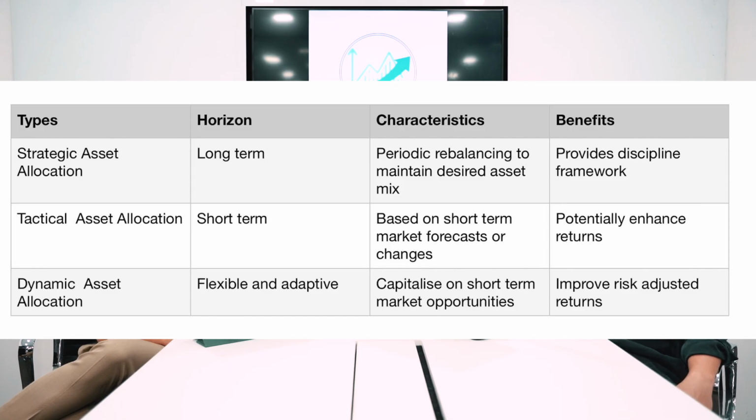And last but not least is dynamic asset allocation. Dynamic asset allocation is a strategy that adjusts the allocation of assets in a portfolio based on changing market conditions or economic indicators. It aims to capitalize on market trends or economic cycles by shifting allocations to asset classes that are expected to perform well in the current environment. The benefit is flexibility to adapt to changing market conditions, and it can potentially improve risk-adjusted returns by reducing exposure to underperforming assets.